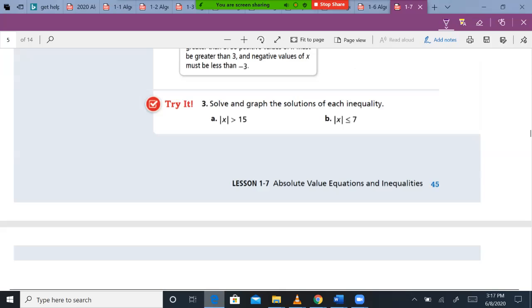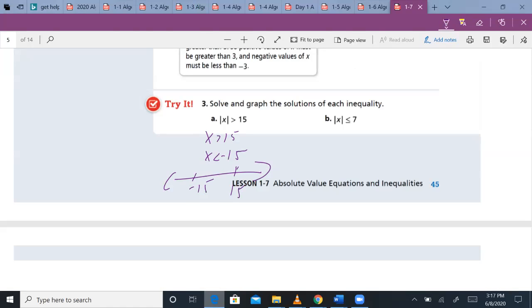So for this one right here, x is greater than 15 or x is less than -15. Here's -15, here's 15. It's got to be bigger than 15 or less than -15. Same thing with this one right here: x is less than or equal to 7 and x is greater than or equal to -7. So it's got to be bigger than -7, but less than 7. So it's in between. Not difficult, very straightforward.